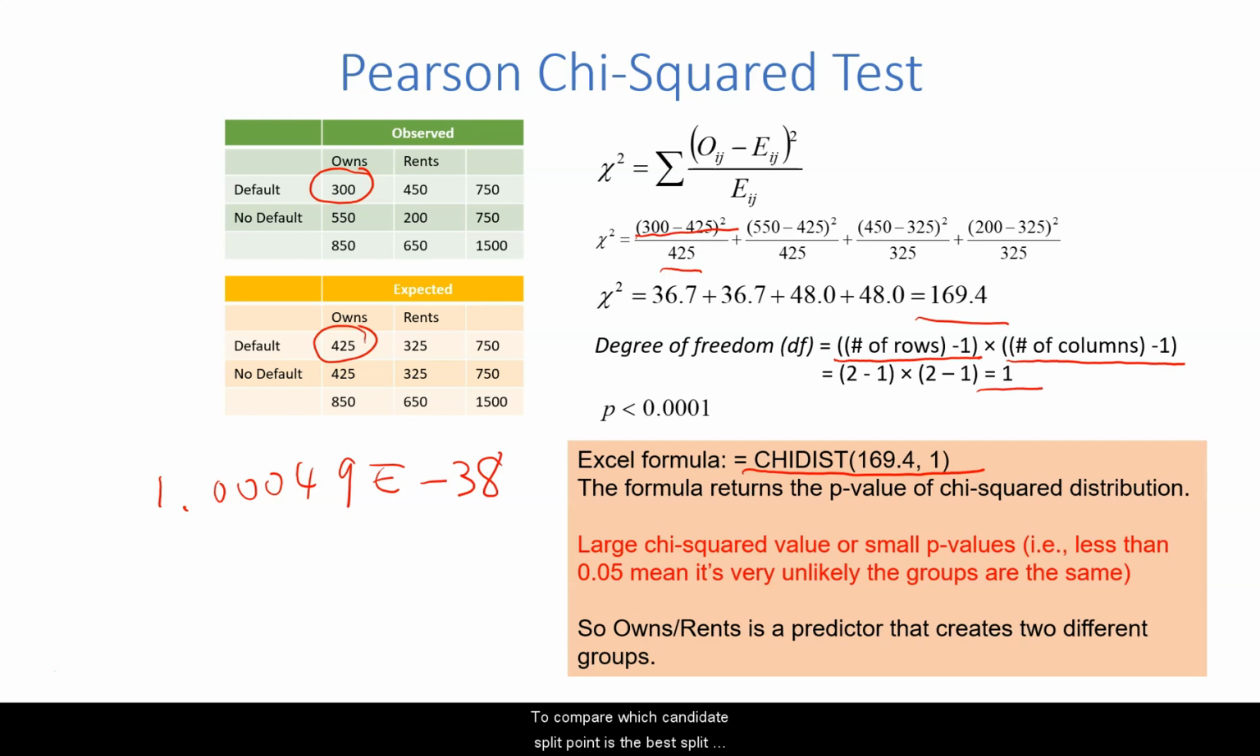To compare which candidate split point is the best split point, or the one for the root node, the split search algorithm compares the p-values for all the split points and selects the one with the smallest p-value, or the split that creates an observed contingency table that is most significantly different from the expected contingency table. This is a summary of how chi-squared test works to identify the best split point in a decision tree. In the next few slides, I will show you visually how computer software would use impurity measures to grow a decision tree.